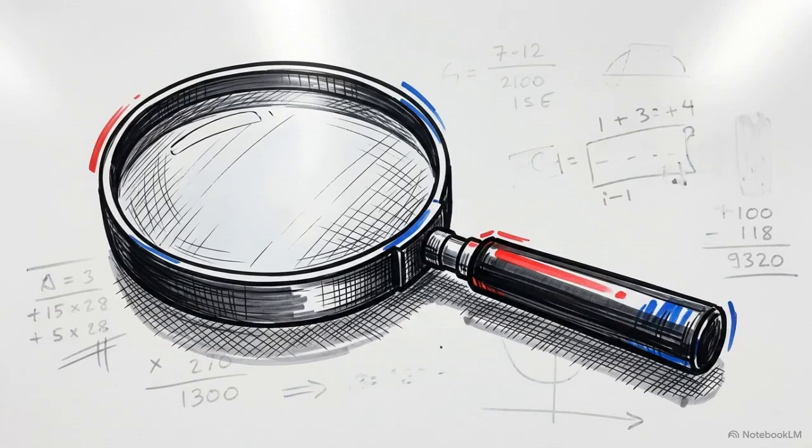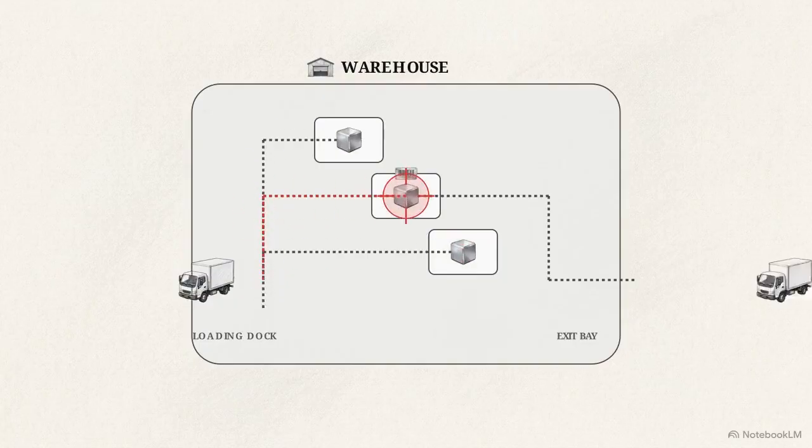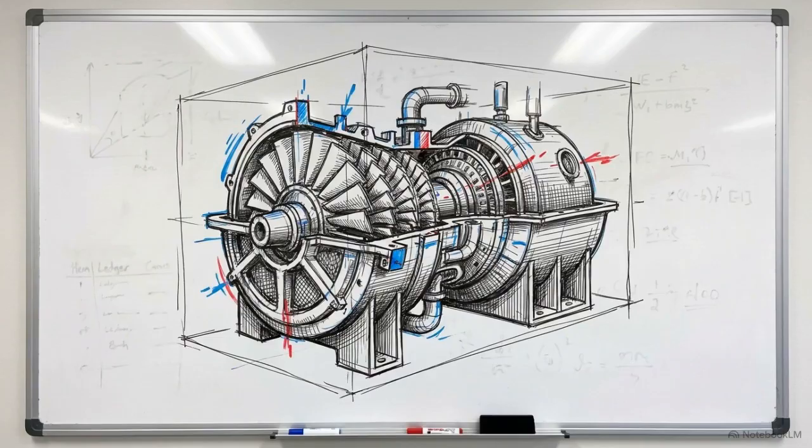The baseline method is specific identification. Unlike the other models, this one requires determining exactly which individual unit was sold. It is a literal map of the physical flow of goods. It is designed for items that are not interchangeable. This includes blocks of investment securities, luxury automobiles, or custom heavy machinery.